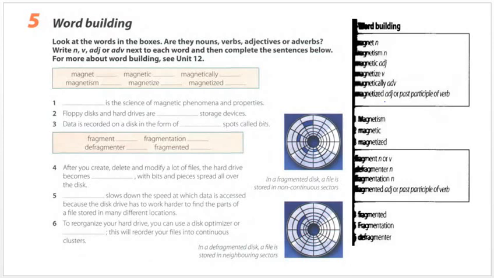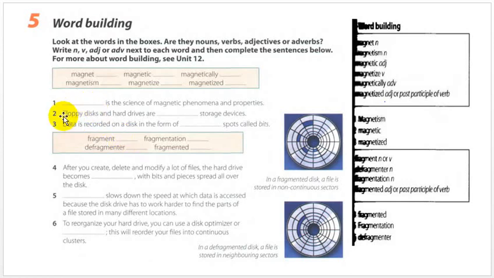Okay, magnet, that is a noun. Right here, N. Magnetism is also a noun. Right here, N. Magnetic is an adjective. Magnetize is a verb. Magnetically is an adverb, and magnetized is an adjective, past participle of a verb. Okay.